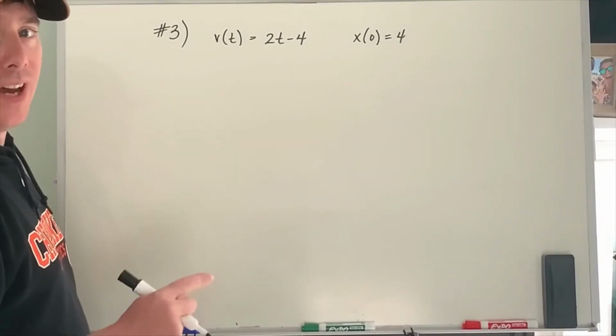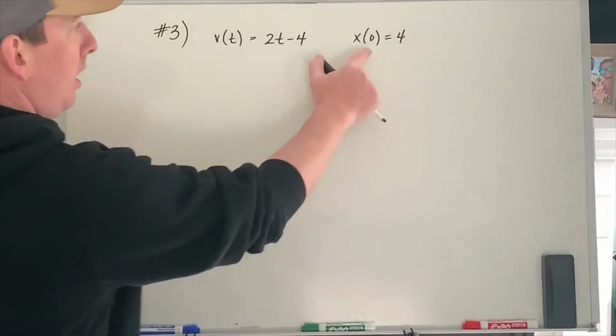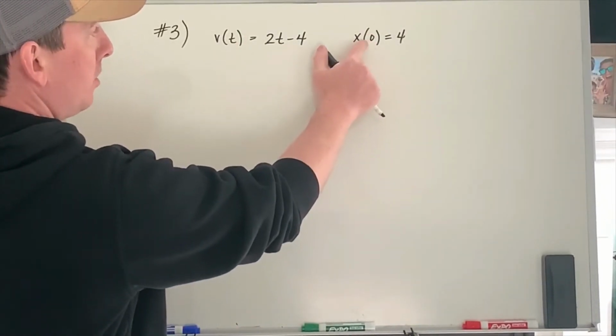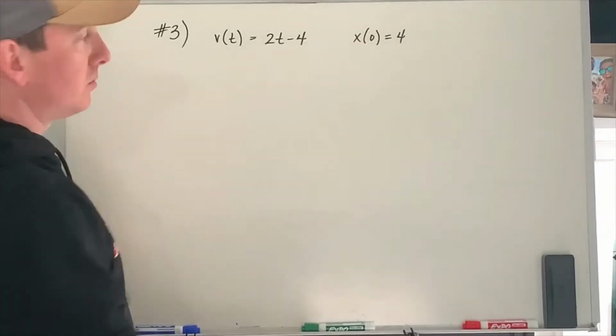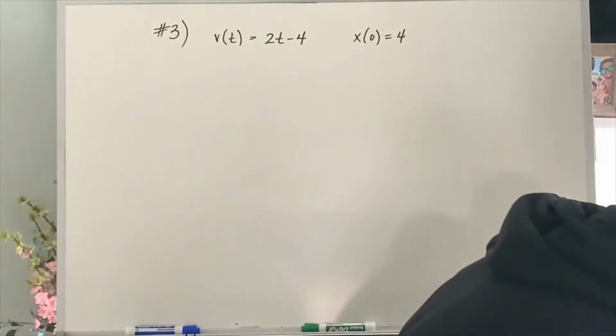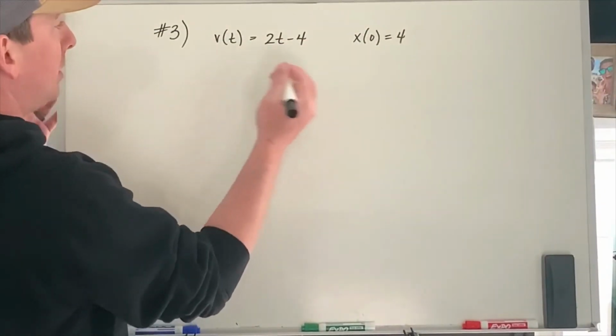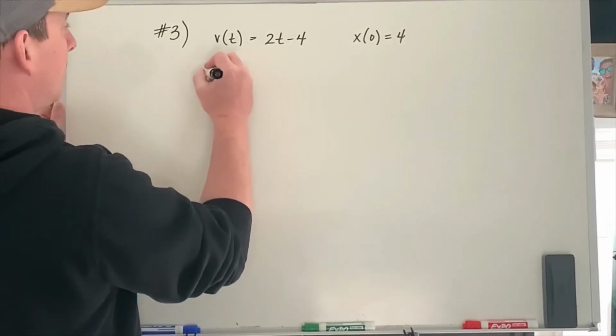Okay, we've got another non-calculator question here at number 3. We're given a velocity function, and we're also told that at t equals 0, the position is 4. So what is the question? What's the position function? So our goal is to find x of t. We're going to integrate this.